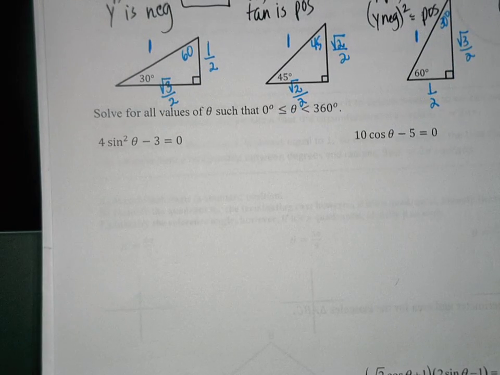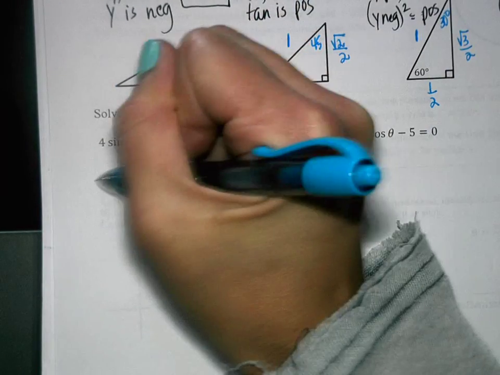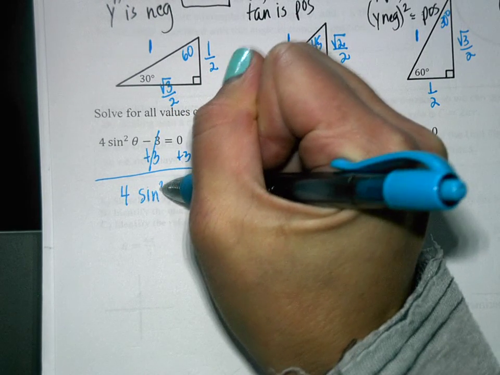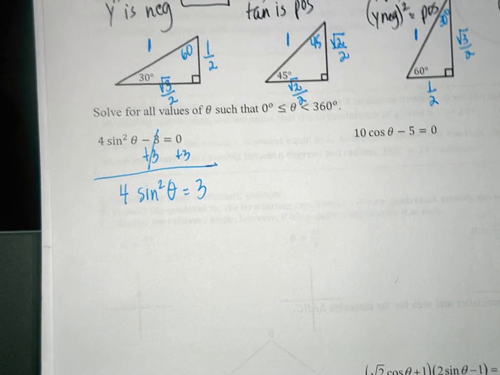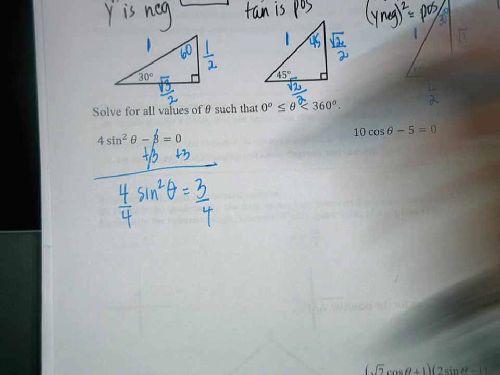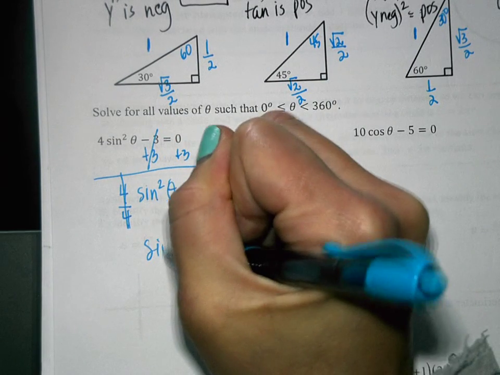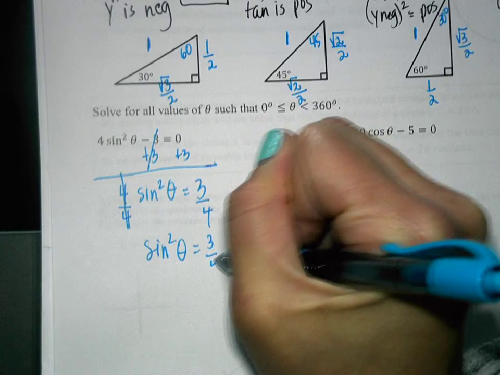So in order to solve for sine, we're going to first add 3 to both sides. When I do that, I get 4 sine squared of theta equals 3. We want to get sine squared of theta by itself, so next I'm going to divide by 4 on both sides. These eliminate. I have sine squared theta equals 3/4.